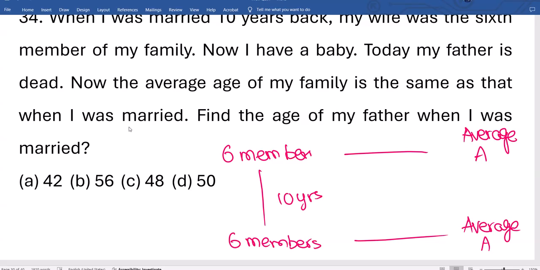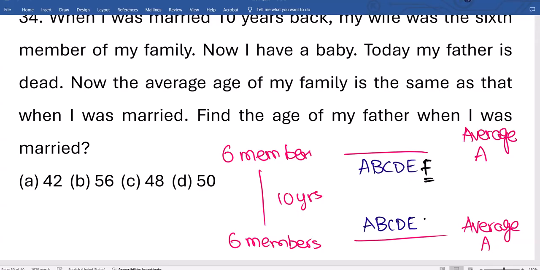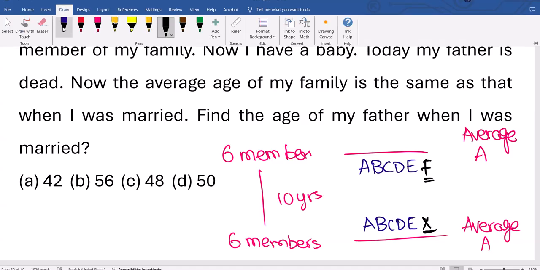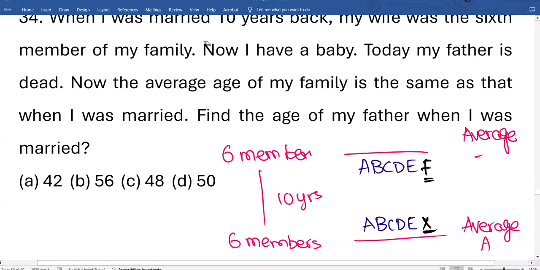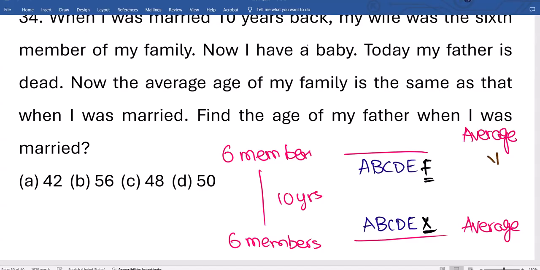So in the 6 members, let us say 5 members A, B, C, D, E are common there. Above also common, below also common. Only one change: father is replaced by baby, let's say X, right? And average let's call Y and Y. You have to calculate father age.